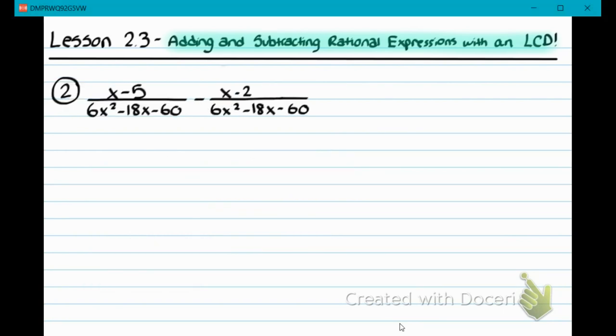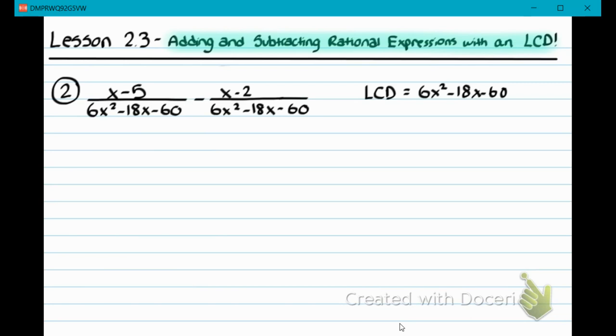In our next problem, we are doing subtraction. So again, you want to make sure the denominators are the same, and in this lesson, they are always going to be the same for these two problems. So the LCD in this case would be 6x to the second minus 18x minus 60.